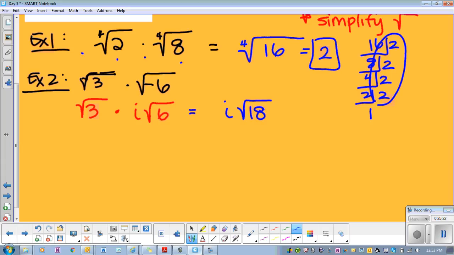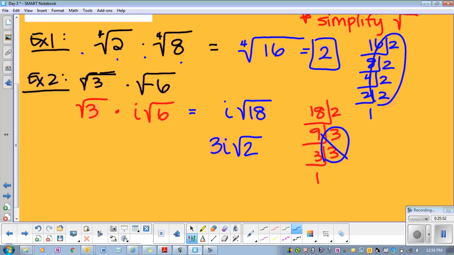But guys, do I stop here? No. You got to simplify it down because 18 is too big of a number for you to just leave, right? So 18, if I break this down, that's 2, 9, 3, 3, right? So I have a group of 2 3s. So one of those comes out. What was already out? I. And then root 2. The 2 has to go back in. Okay?